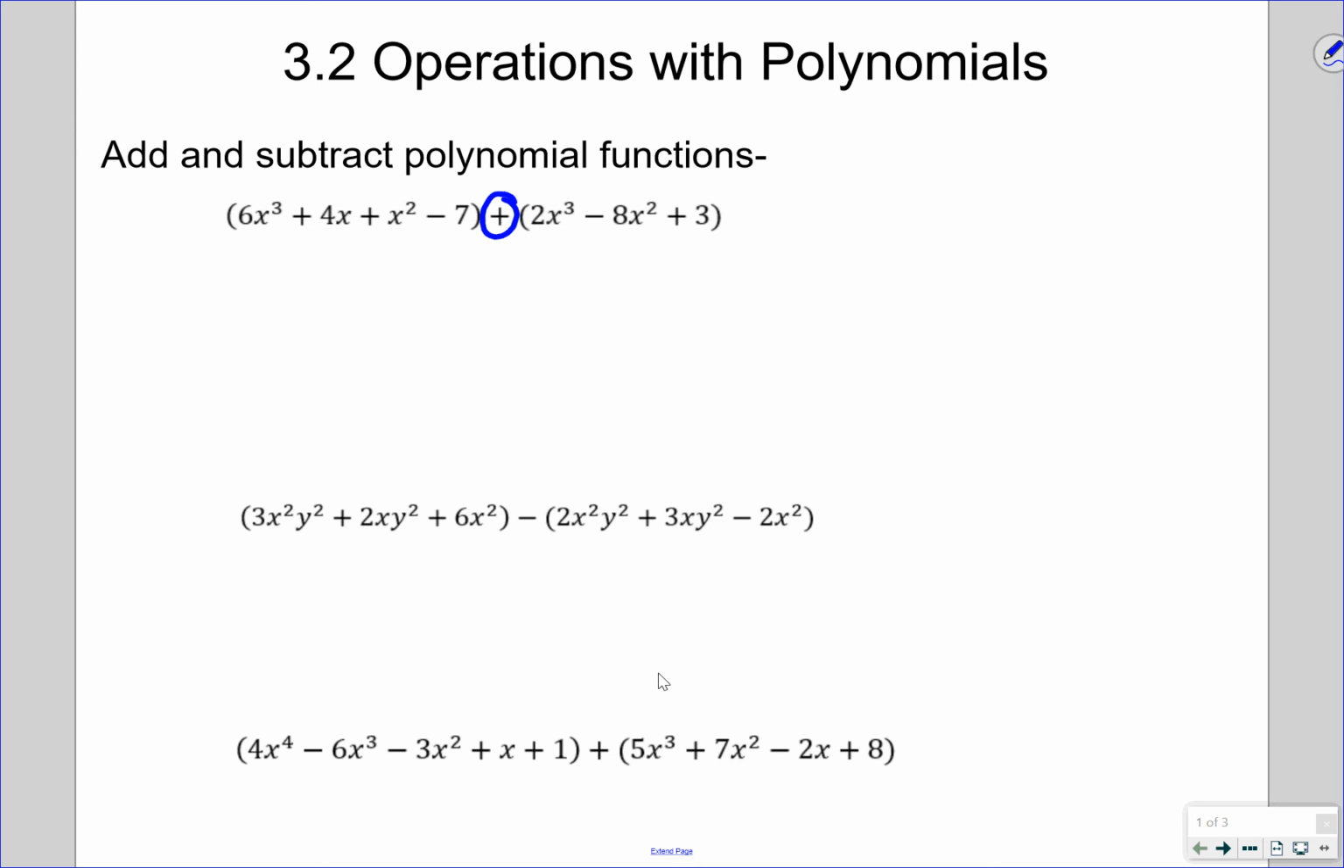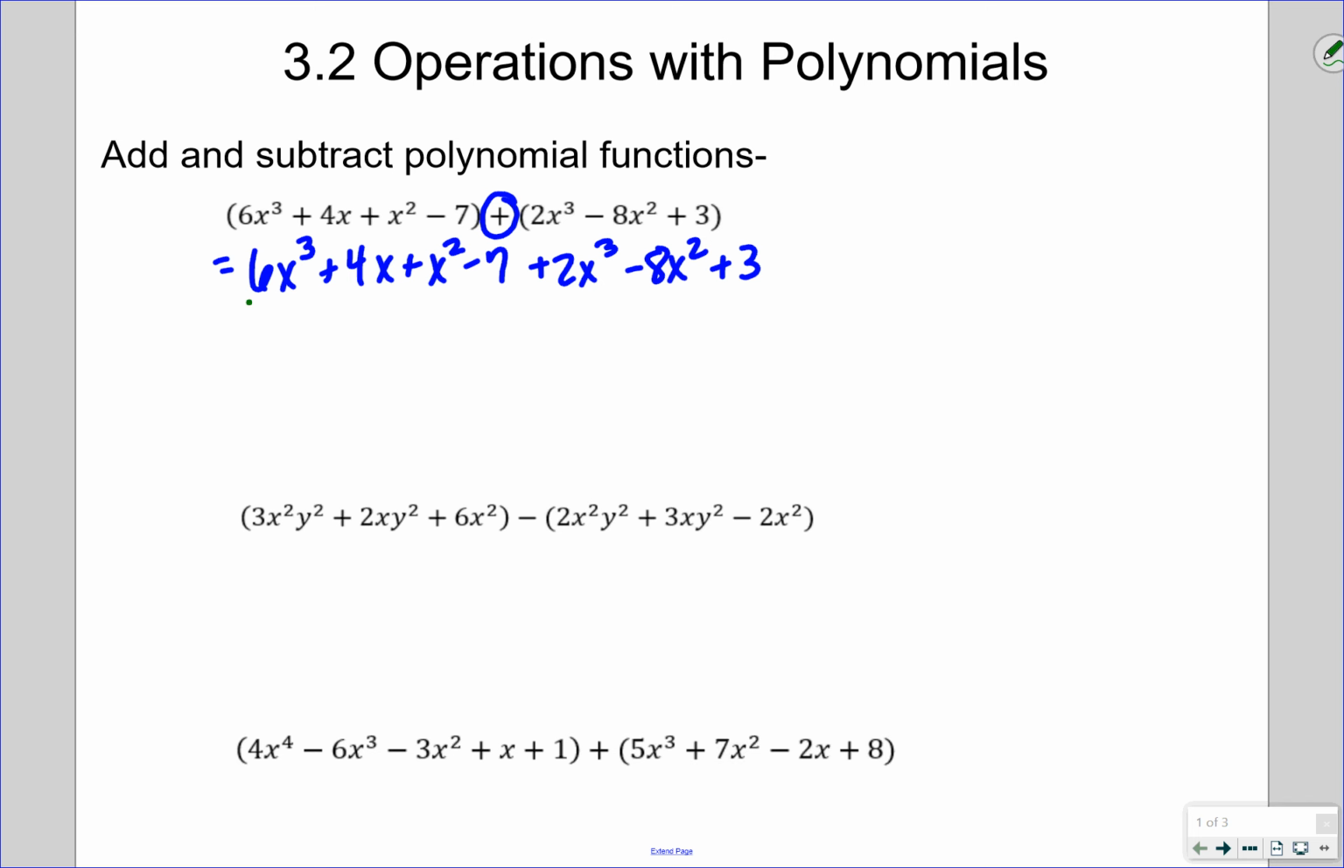When you multiply by a positive, you're always going to have whatever sign you started with. So here I can pretty much drop my parentheses. I have 6x cubed plus 4x plus x squared minus 7, and then I'm adding all of this. I'm adding 2x cubed, I'm adding negative 8x squared, so it stays negative, and I'm adding a plus 3. From here, I can just combine the terms that are alike.